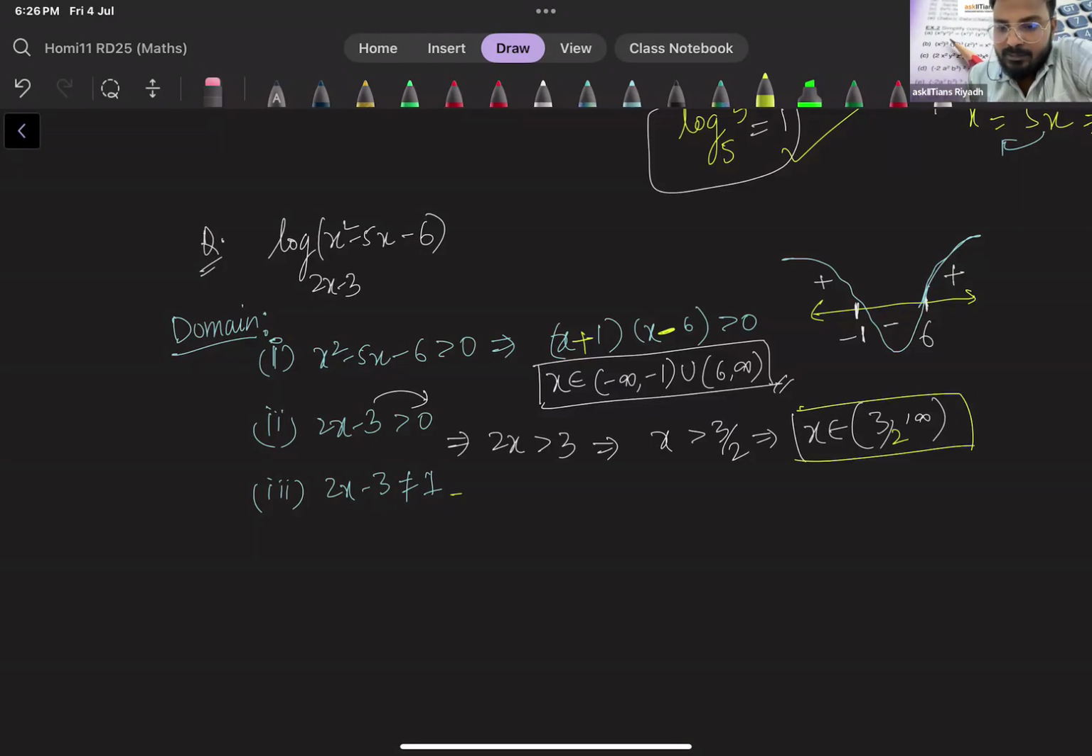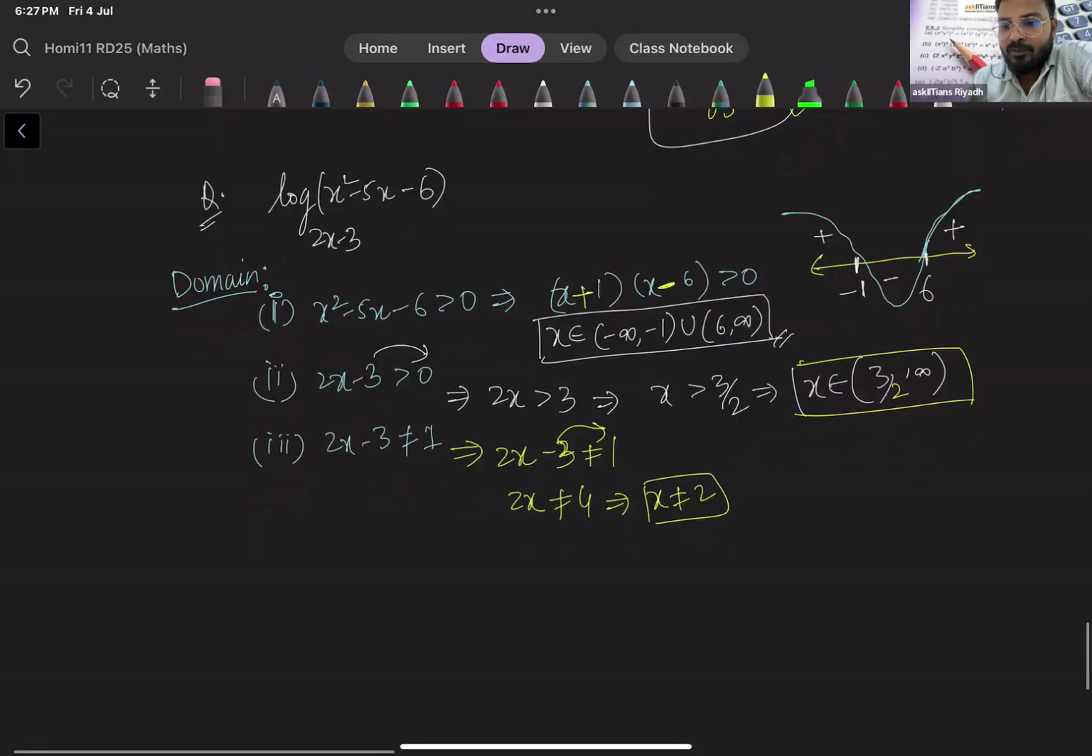And third condition is x is not equal to 2. x is not equal to 3 by 2? No, x is not equal to 2. Correct. 2x minus 3 is not equal to 1. Transpose minus 3 this side, so 2x should not be equal to 4. It implies x cannot be equal to 2. Now we need to take intersection of all these three parts.